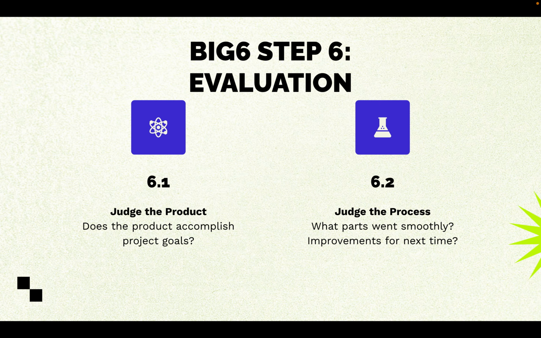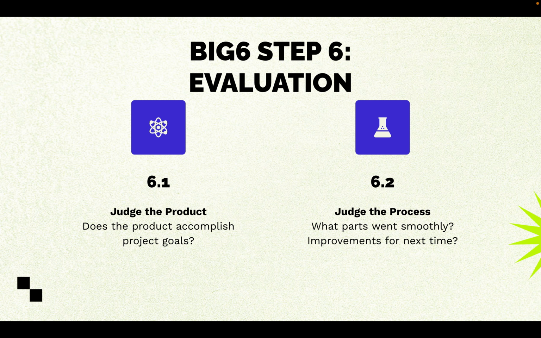And last, Big Six, step six, evaluation. 6.1, judge the product. Does the product accomplish the project goals? It's good to be reflective. And again, if you deem that the project does not achieve goals, whether in your own standards or according to the rubric, then it's important at this step to go back and evaluate where you think the most impact and change can be made.